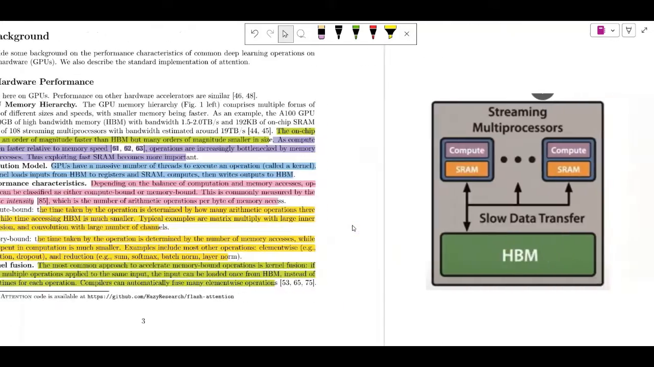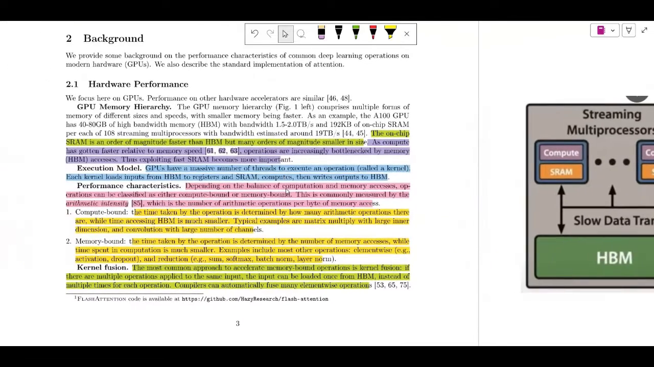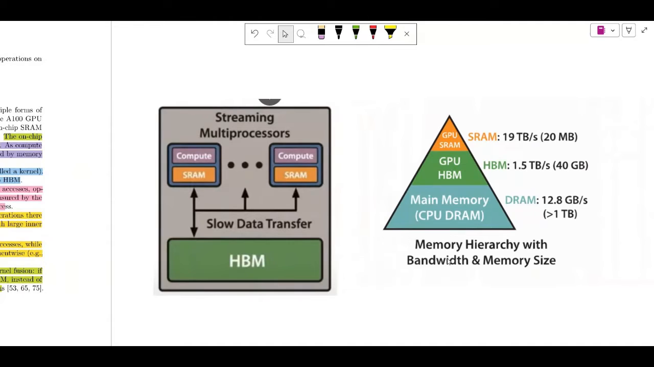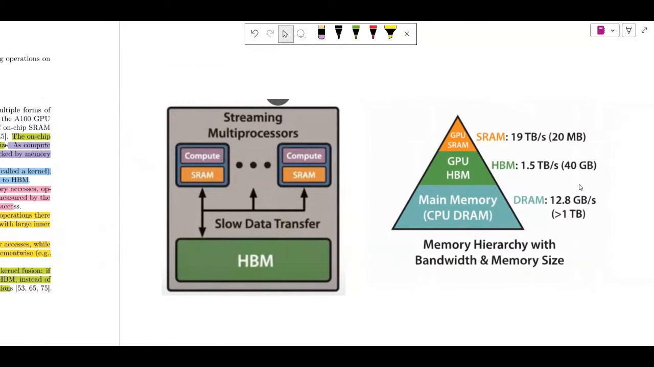So GPUs are not homogeneous. A GPU has a hierarchy of fast and slow memories. So you have DRAM, which is the main memory, which is huge. Something of the order of, it might even go more than 1 TB. Then you have HBM, which is the high bandwidth memory, which might be something like 40 GB. Then you have SRAM, which might be of 20 MB. But as you go from HBM to SRAM you get significantly faster speed.